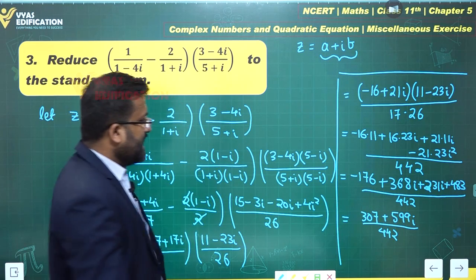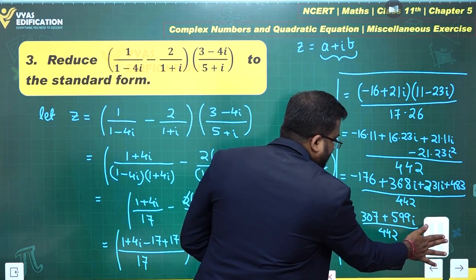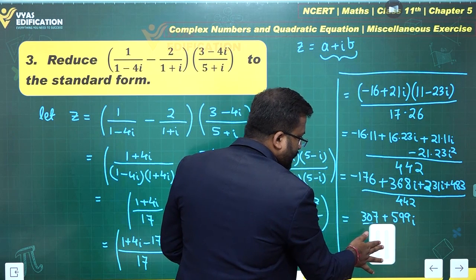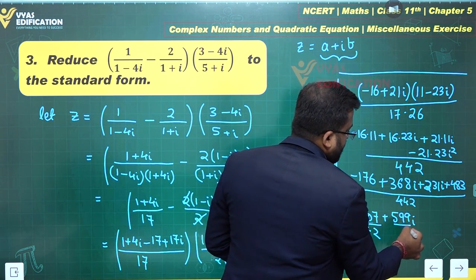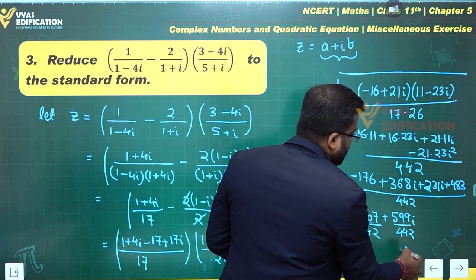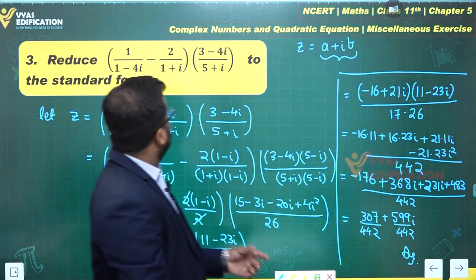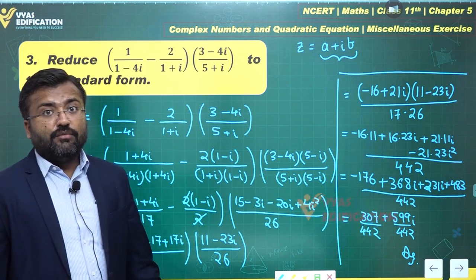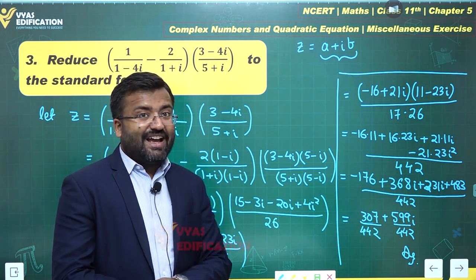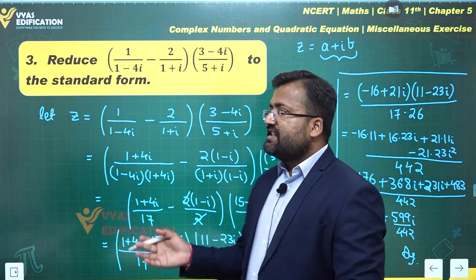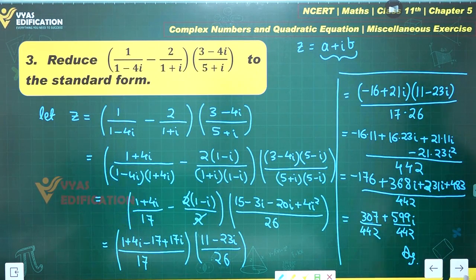Is it in the form a plus ib? We can write it in the form a plus ib by taking this 442 with each term, right? This 442 goes here and this 442 goes here. This is the final answer. This in the standard form is what we have done: 307 over 442 plus 599i over 442. That's the complete solution of this question over here.